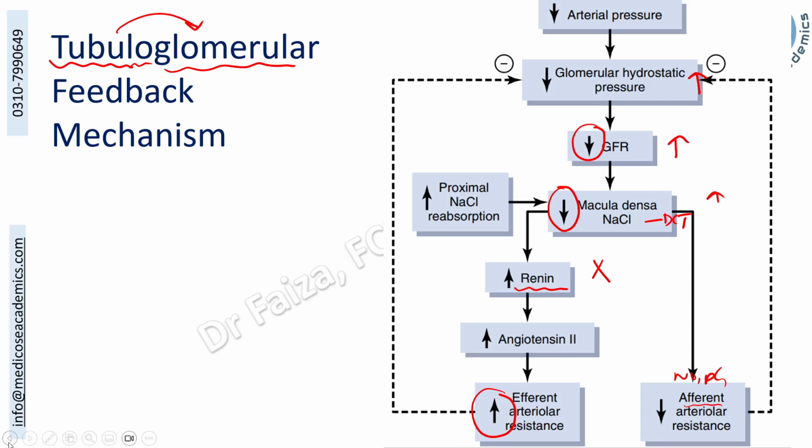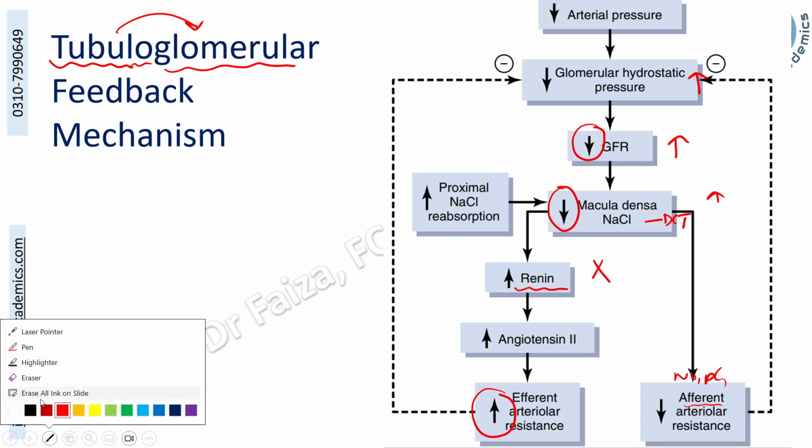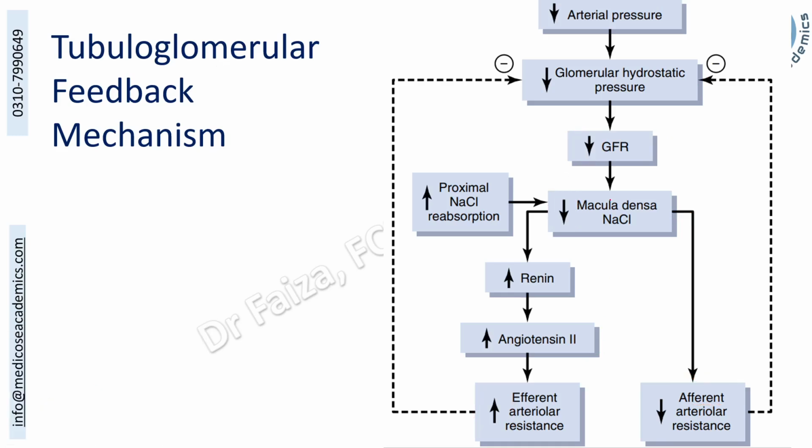So what happened in the first place: the macula densa senses the low delivery of sodium chloride and sends the message to the juxtaglomerular cells to increase renin. They lead to constriction of the efferent arterioles and dilatation of the afferent arterioles via angiotensin 2 over here, and nitric oxide and prostaglandins over here. Ultimately, glomerular capillary hydrostatic pressure increased and GFR was normalized. This may act in the opposite way as well.